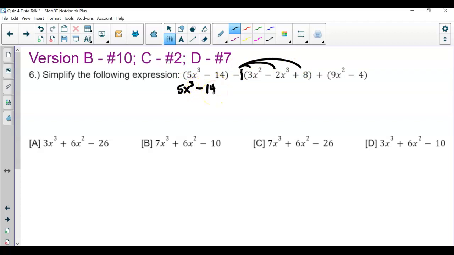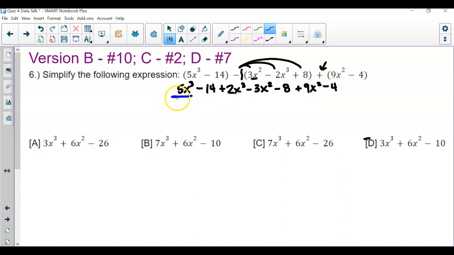Then I'm going to go ahead and also rewrite this in standard form. So I need my x cubed first. So not negative 2x cubed, but positive 2x cubed. Now not positive 3x squared, but negative 3x squared. No longer positive 8, but negative 8. Then notice how we're just adding. So I'm just going to bring that down. 9x squared minus 4. Now combine your like terms.